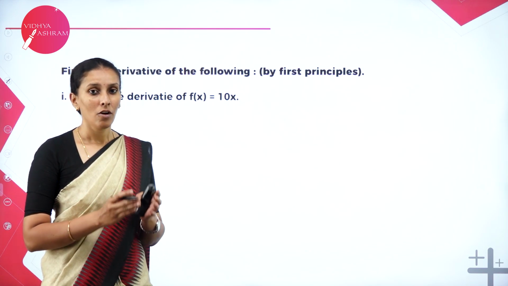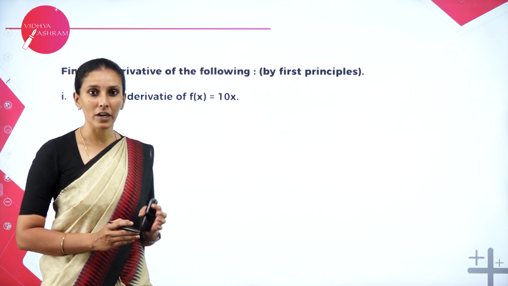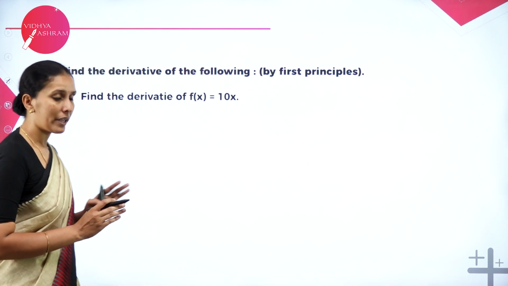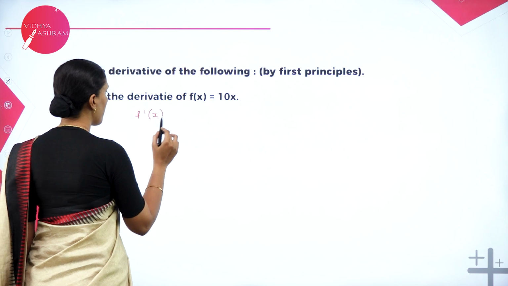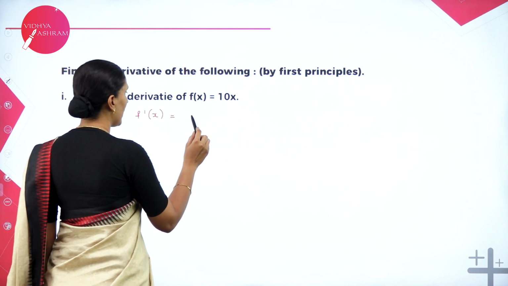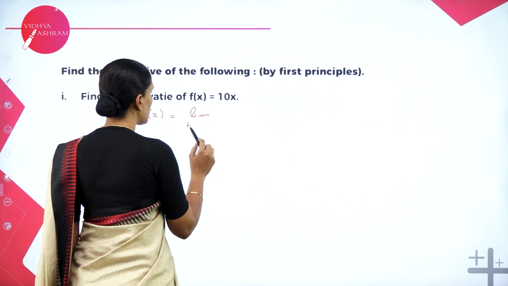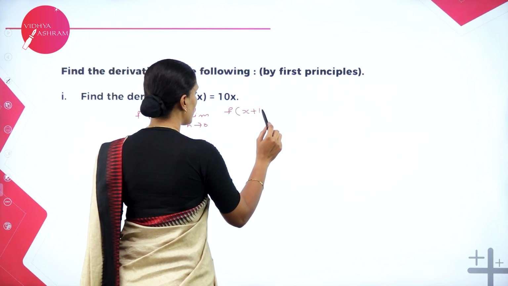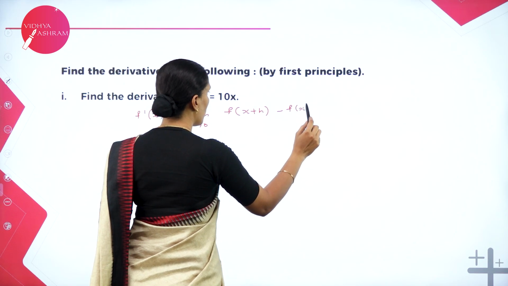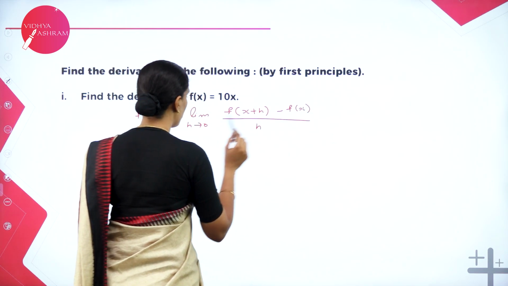We are finding the derivative of a function at any point. We can call it x. So now we need to find f dash of x. f dash of x can be written as limit h tends to 0, f of x plus h minus f of x, whole divided by h.